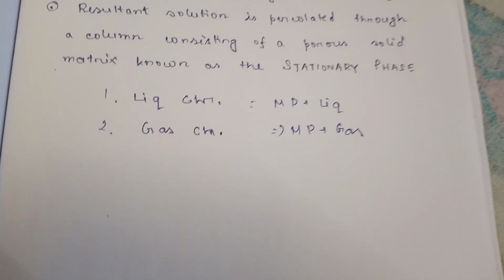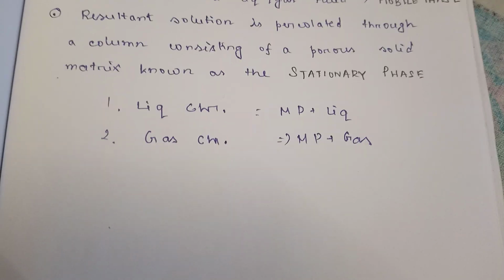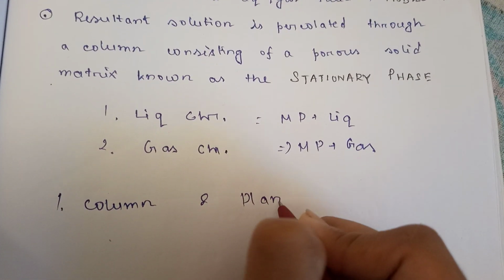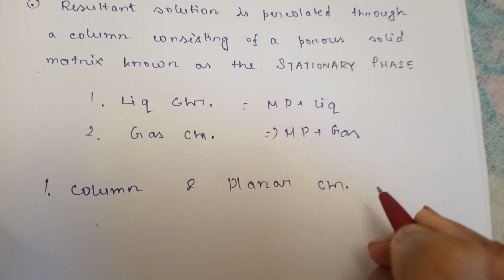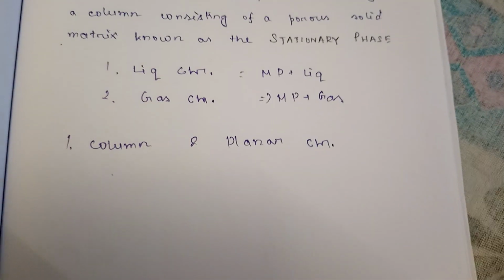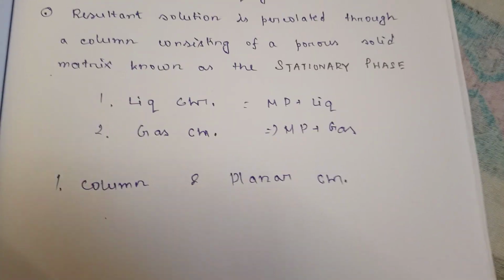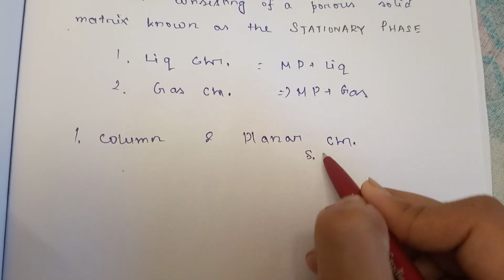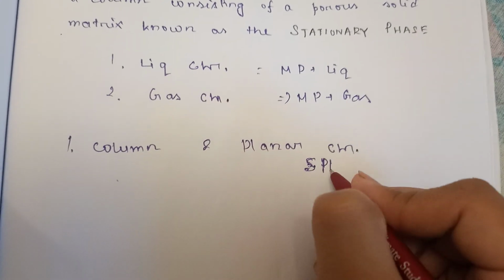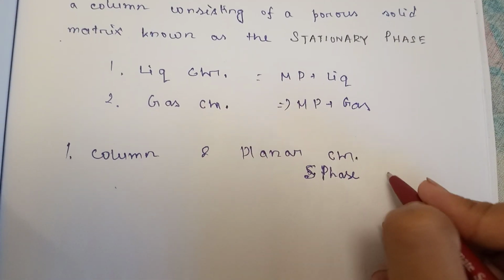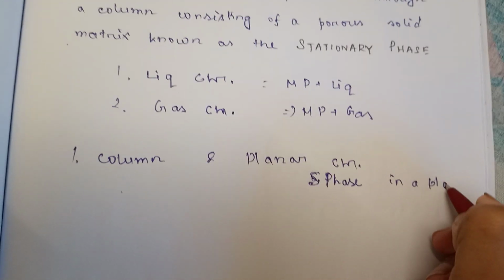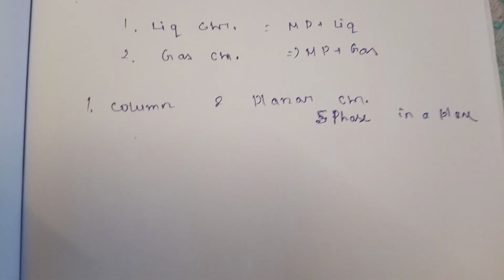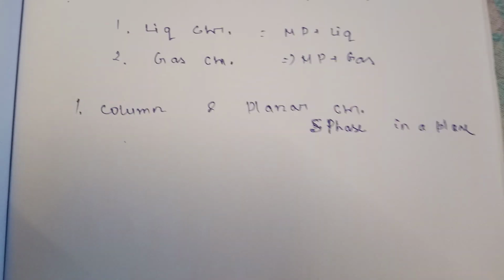Now also it can be divided into column and planar chromatography. So in this video we will learn just the basics of chromatography. Now in planar chromatography, what happens? The stationary phase will be present in a plane. Okay. And in column chromatography the stationary bed is within a tube. So we will look with a diagram.